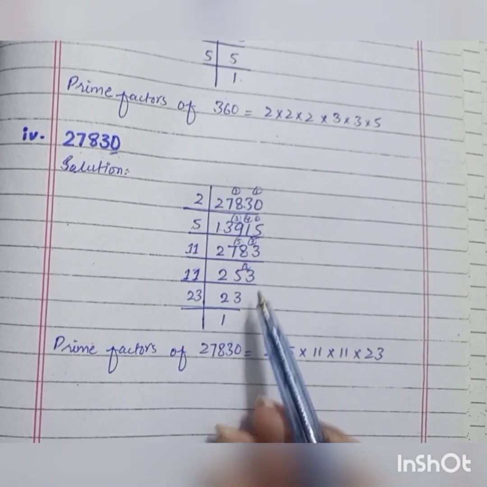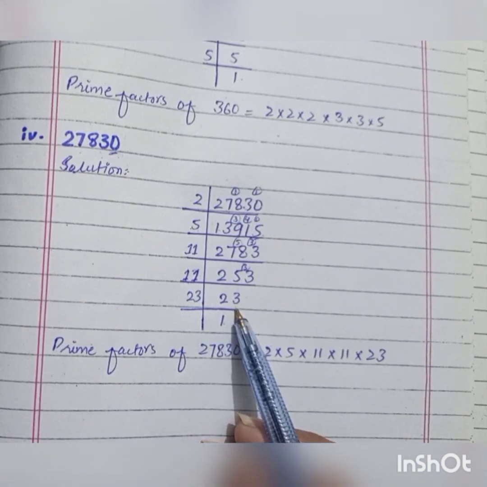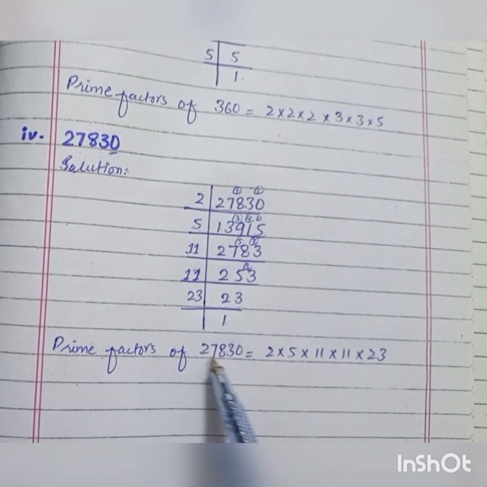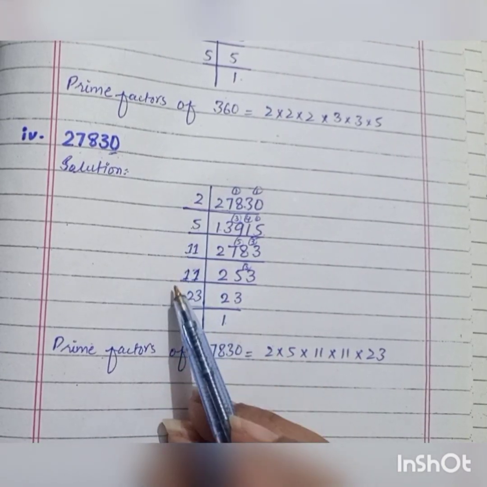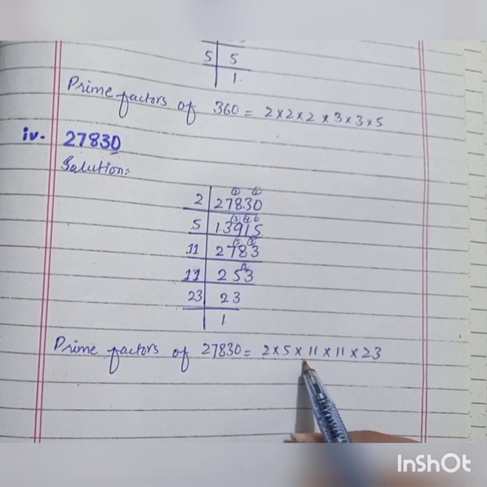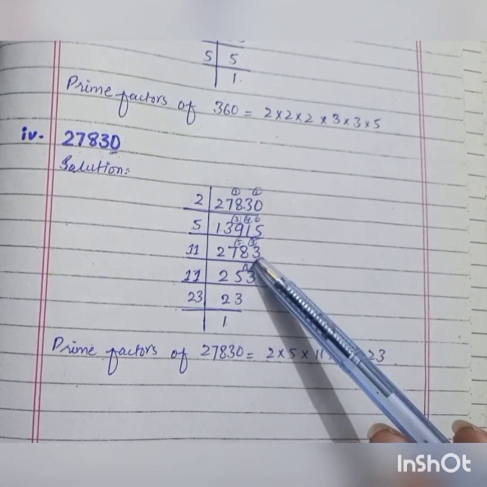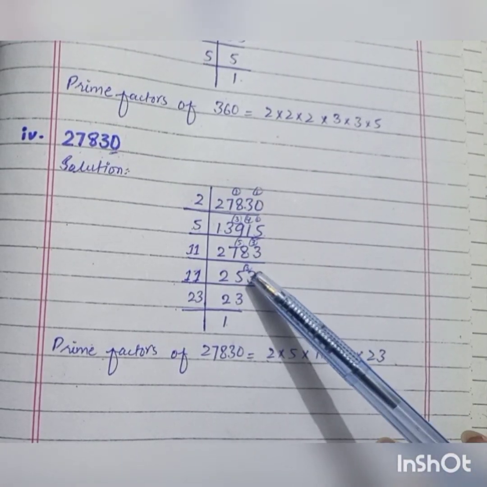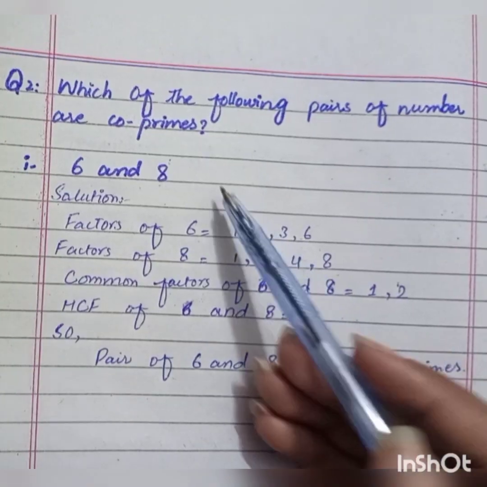11 threes are 33. Now 23 ones are 23, as 23 is also a prime number. So we can see that prime factors of 27,830 are 2, 5, 11, 11 and 23, which can be written as 2 multiplied by 5 multiplied by 11 multiplied by 11 multiplied by 23. Students, by keeping in mind the previous rules, we can easily divide the number to find prime factors.